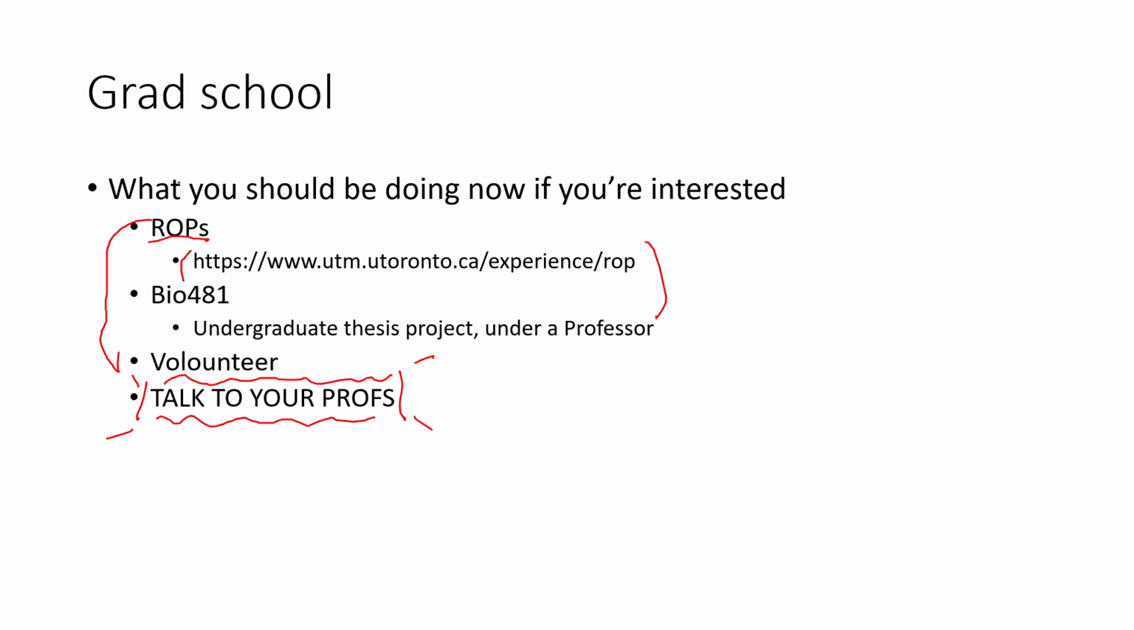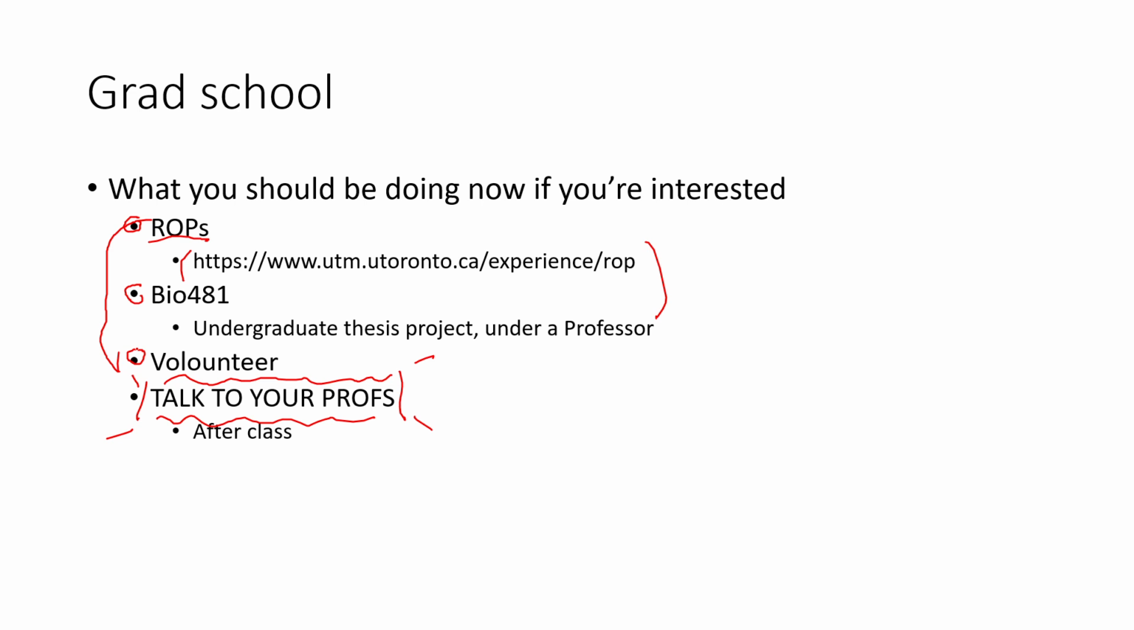And so through ROPs and 481 and volunteering, you're really talking to your profs and getting them to understand how you work and if they'd want you in their lab. But more importantly, do you want to be in their lab? Because with graduate school, we talked about before, you're signed in for 1 or 2 years. It's best to have some experience with some of these undergraduate research opportunities to see if research is for you, because it is quite difficult.